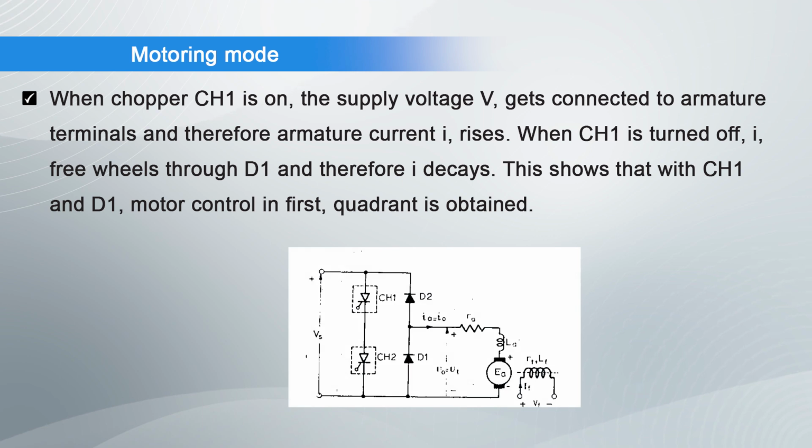The first mode is motoring mode. When chopper CH1 is on, the supply voltage V gets connected to the armature terminals and therefore, armature current I rises. When CH1 is turned off, I freewheels through D1 and therefore, current I decays. This shows that with CH1 and D1, motor control in the first quadrant is obtained.